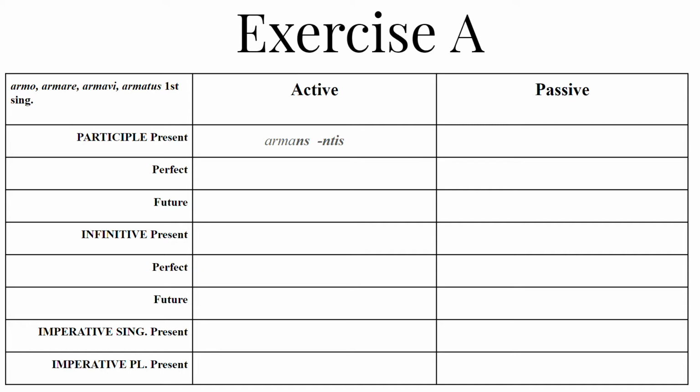Make sure you review participles. There is no present passive participle in Latin. There is no perfect active participle in Latin. There is a perfect passive participle. It is the fourth principal part, armatus, translated as having been verbed. Present active is verbing. So armans, armantis would be arming. For the passive, having been armed. Remember that it will agree with the person who was armed in gender, number, and case because it's an adjective.